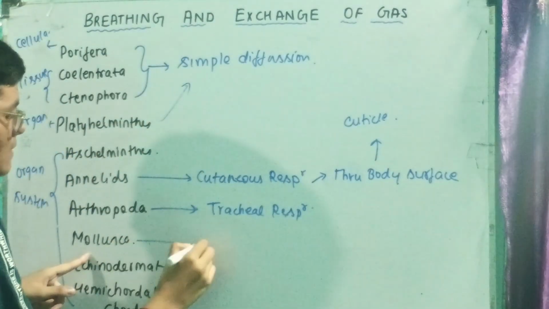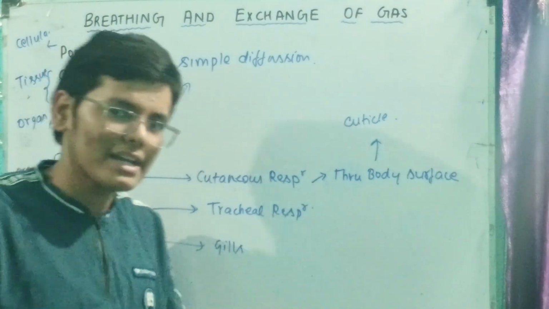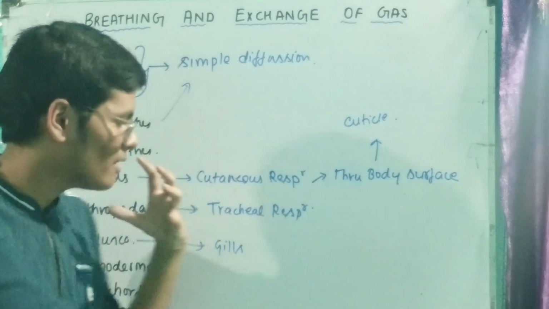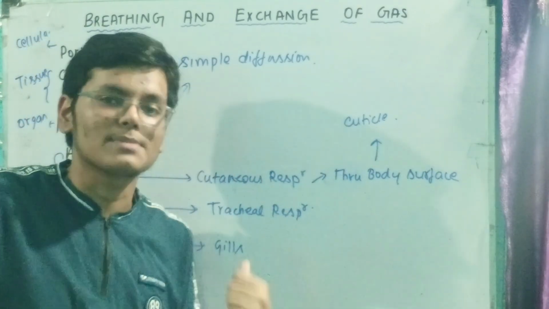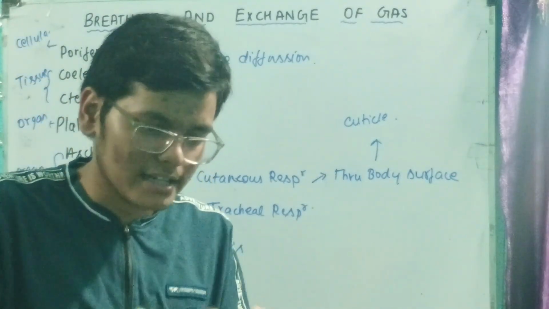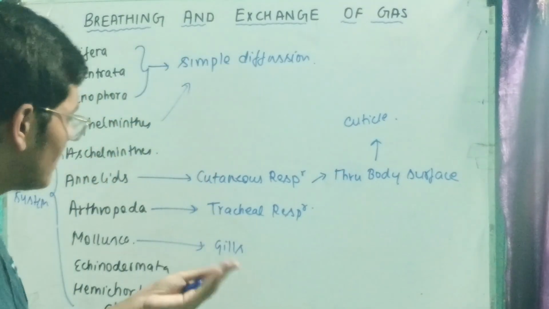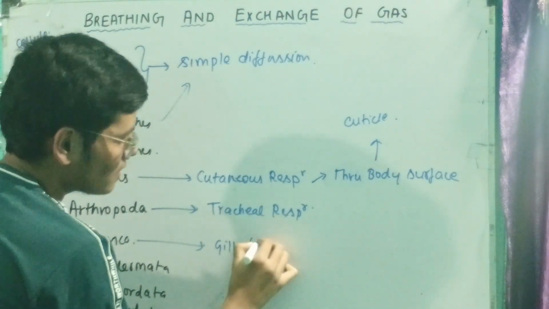Then coming to mollusca, they have some special modified gills. This gill respiration is not like the fishes' one. They have specialized structures in the layers of mantle, or below the mantle layers, that are known as gills in molluscs. A prime example is the snail.